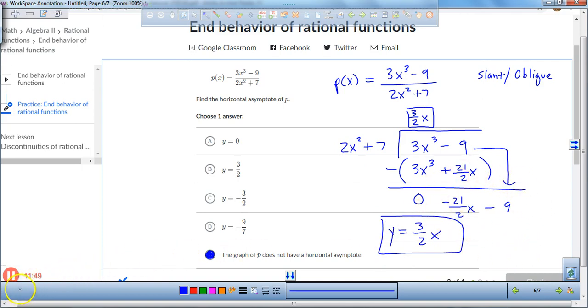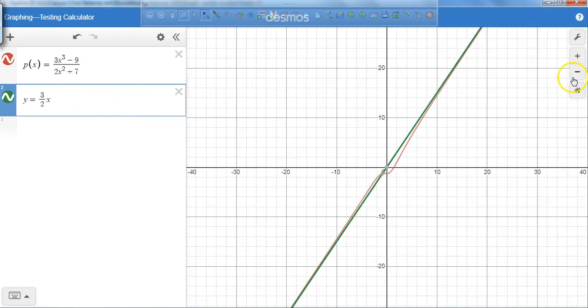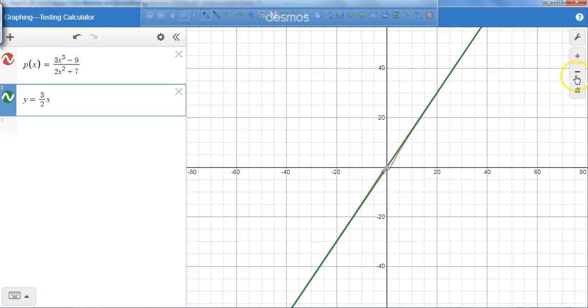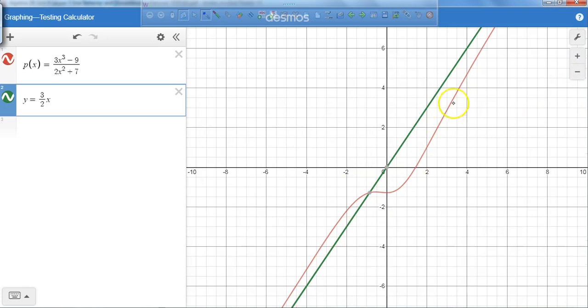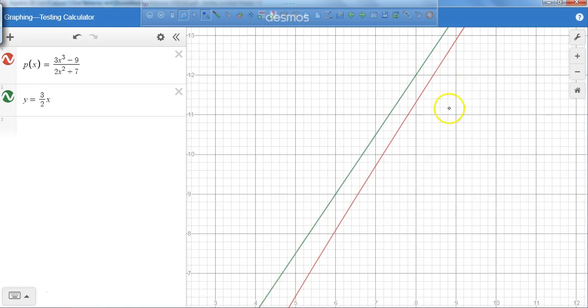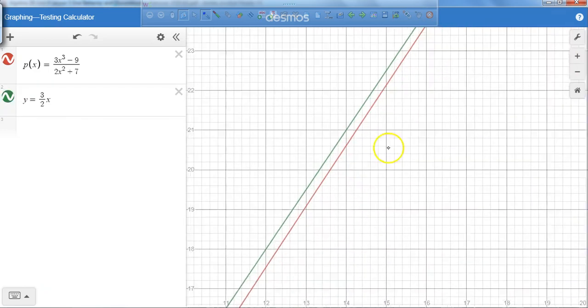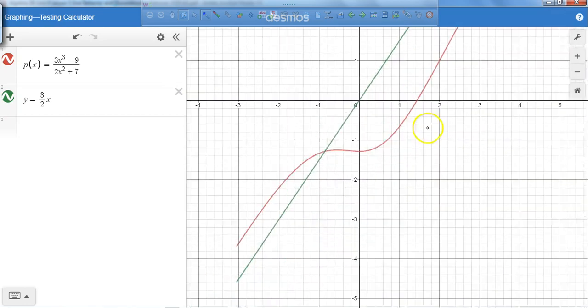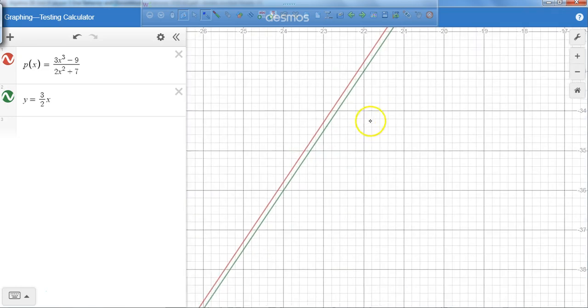Hold on, I'm going to type it into Desmos and we'll be able to see it. To save some time, I typed in our original equation and our slant asymptote, and as I zoom out, the graphs get really close to each other. This crosses over, but then it continues. If we zoom in, you would see that it keeps getting closer and closer to that line. That's what asymptotes do. They provide boundaries for those rational functions.